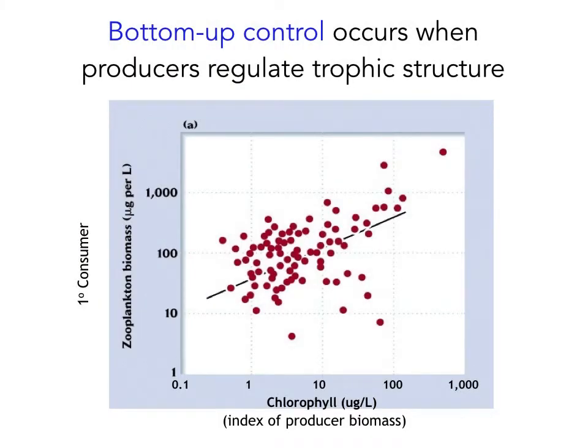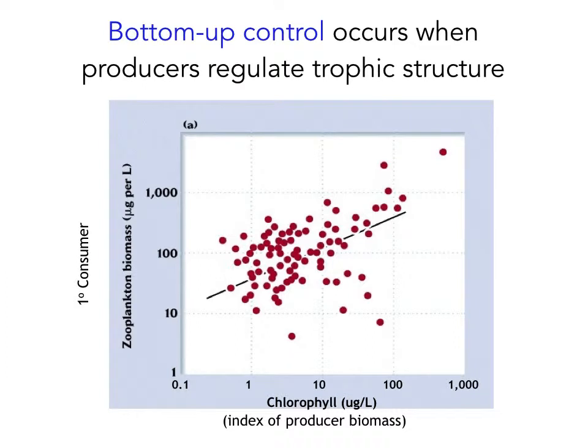This graph illustrates an example of bottom-up control in the oceans. It shows the concentration of chlorophyll at various locations in the ocean in relation to zooplankton biomass in those same locations. So it's a simple scatter plot with a best fit line showing that as chlorophyll concentration increases, and therefore as an index of producer biomass, so does zooplankton biomass.